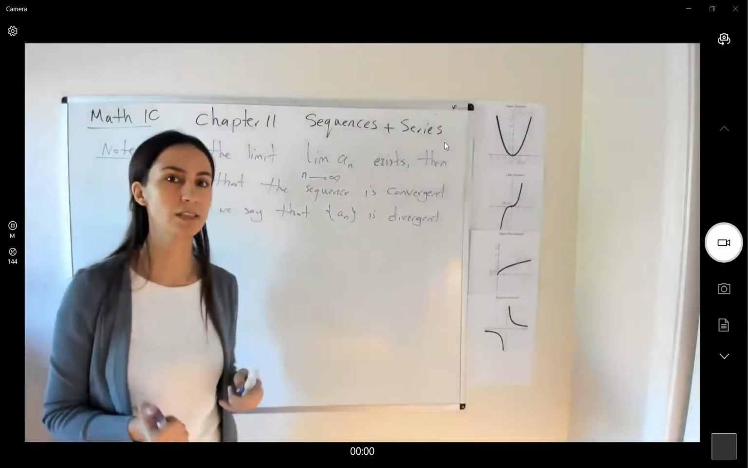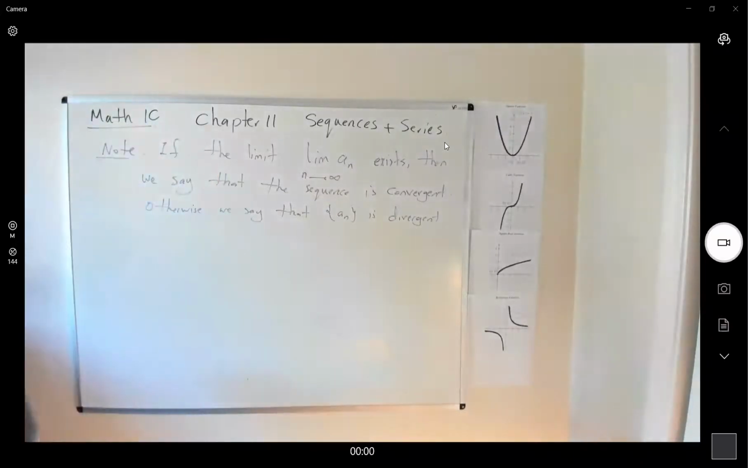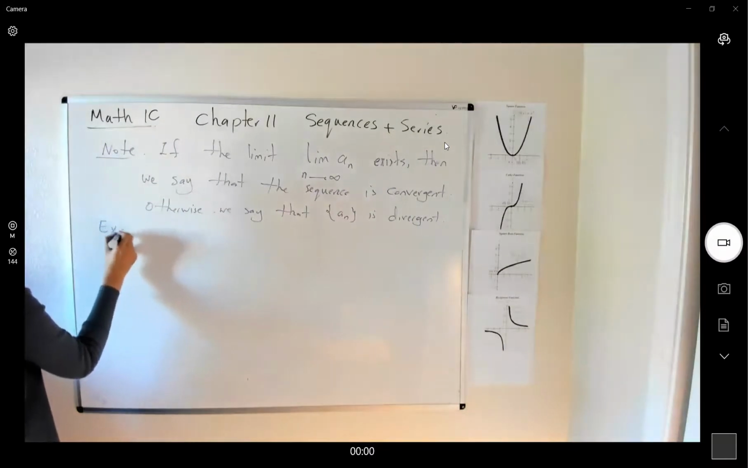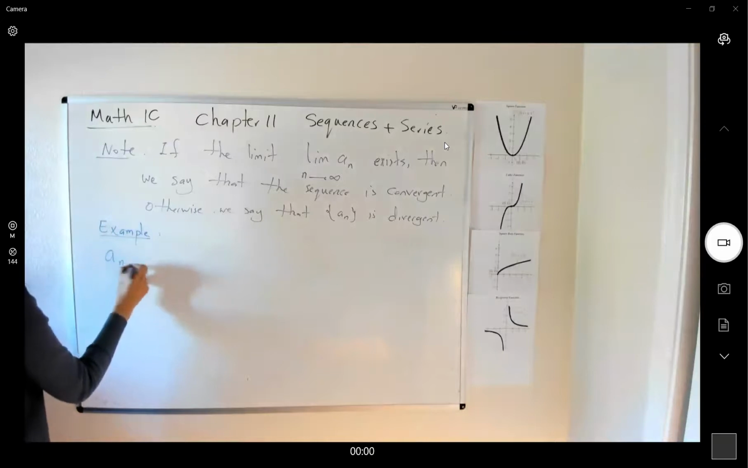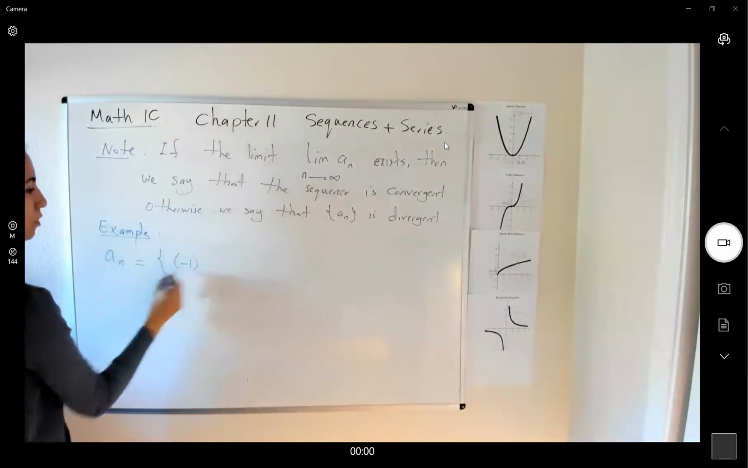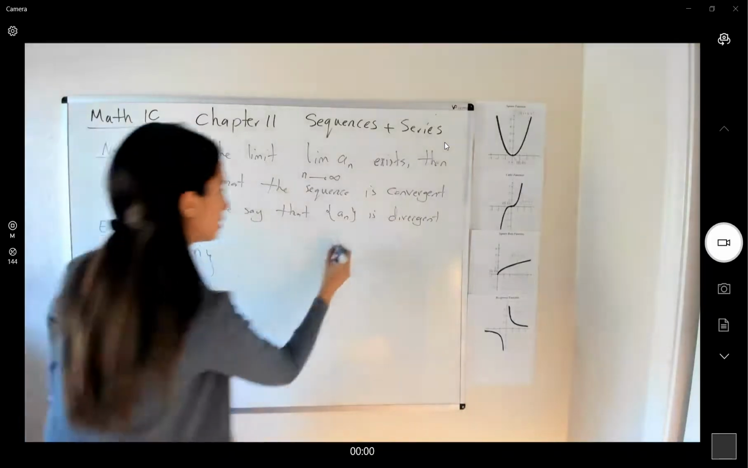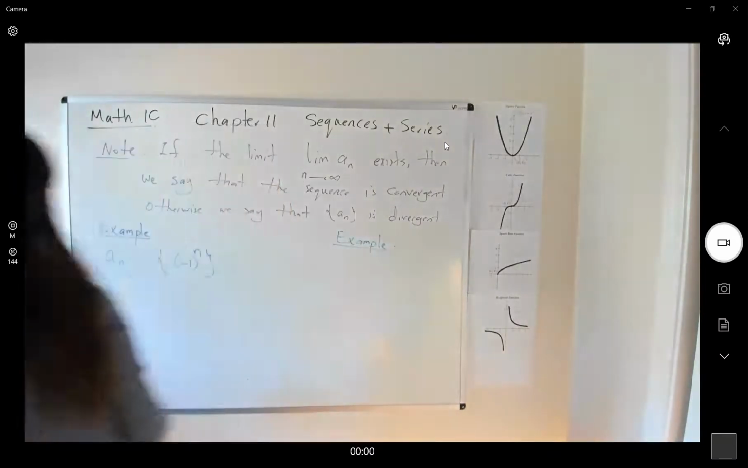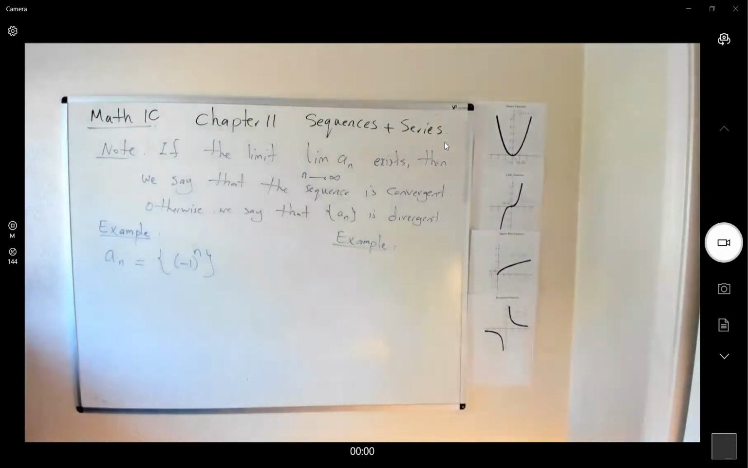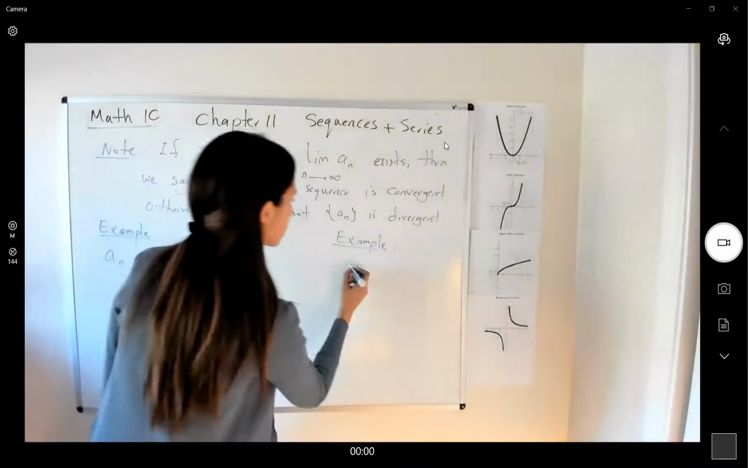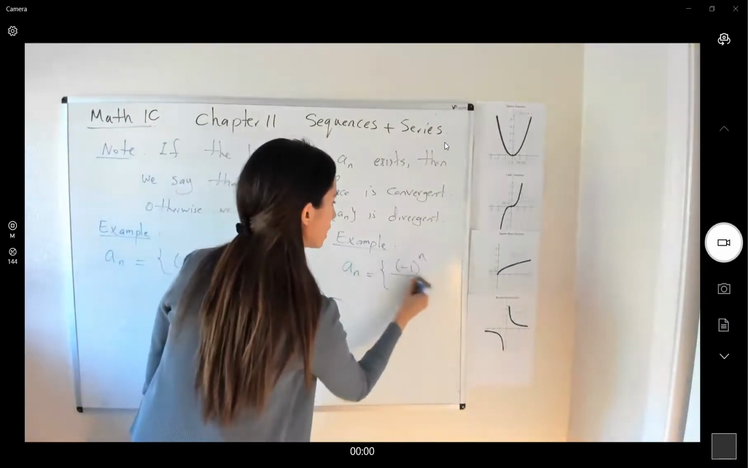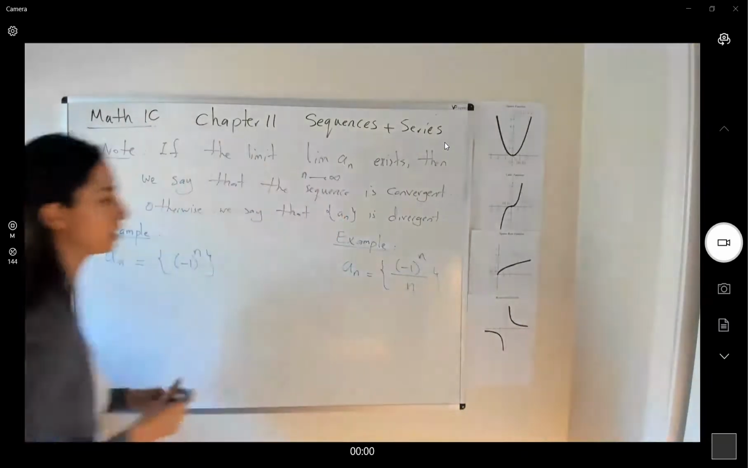Okay, let's give examples. Take a look at these two examples. This sequence is -1 raised to n. Another example for you. a_n is -1 to the n divided by n.